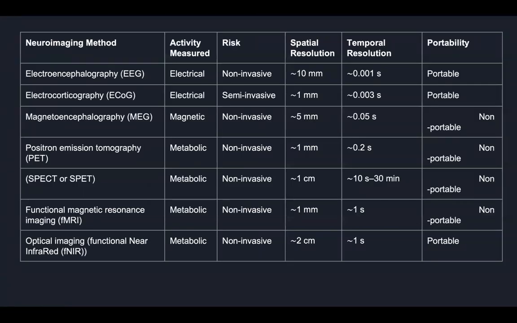This is the chart which is mentioned in the paper as well, and in the report as well. Some of the devices are portable, like EEG, ECoG. These are portable, but the fNIRS is not. All the others are not portable. You have to be hooked up with the device, and then they can do the testing on you, or do the research on your brain.